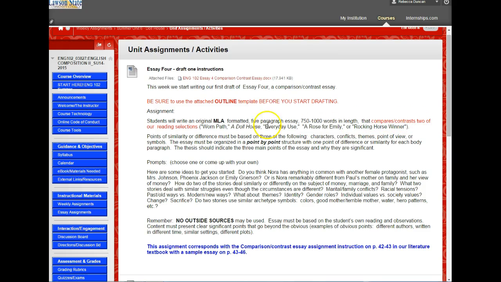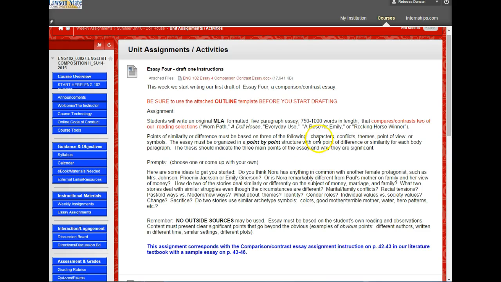But we are comparing and contrasting two of our selections, but not A Rose for Emily, okay? So you could pick from A Worn Path, A Dollhouse, which we just began, but you've got to read a lot very shortly, so you still could pick from that, Everyday Use or Rocking Horse Winter. You're going to do points of similarity or points of difference, and you need to focus those differences on not obvious plot differences. This one's about gambling, and this one's not, or this one's about a quilt and this one's about a path. Those are very obvious. That's not college level analysis.